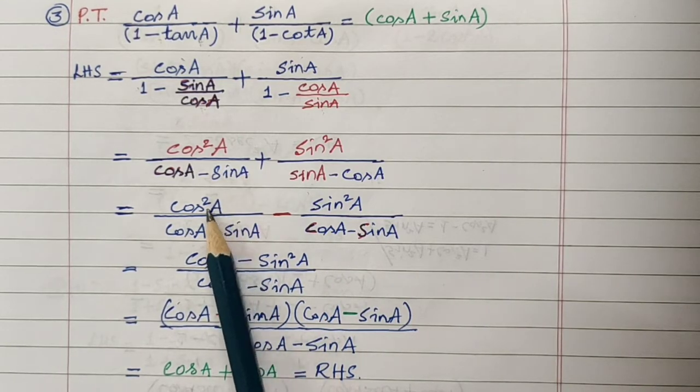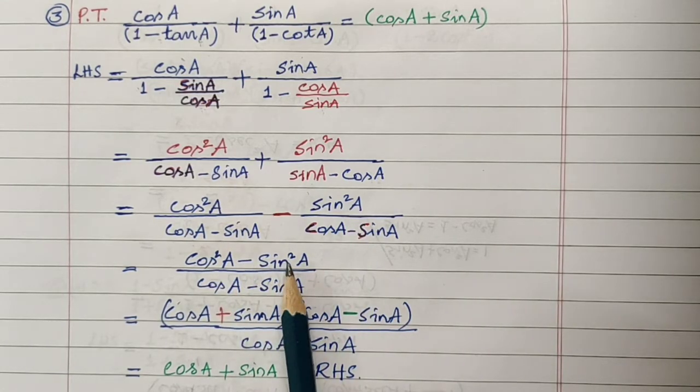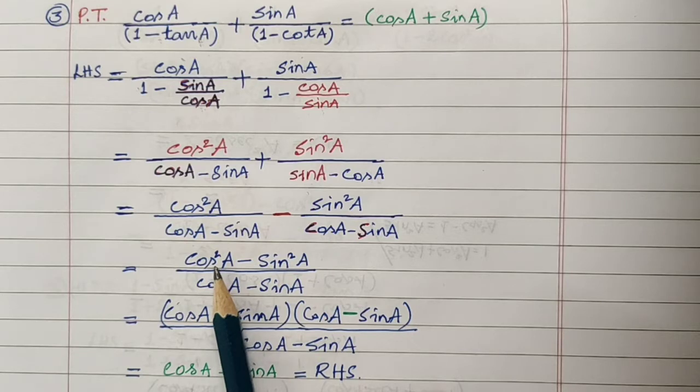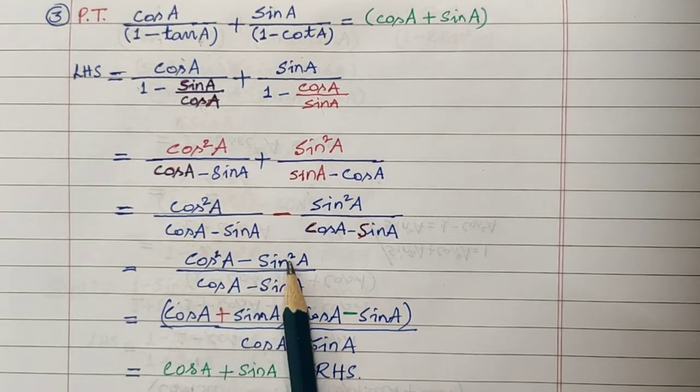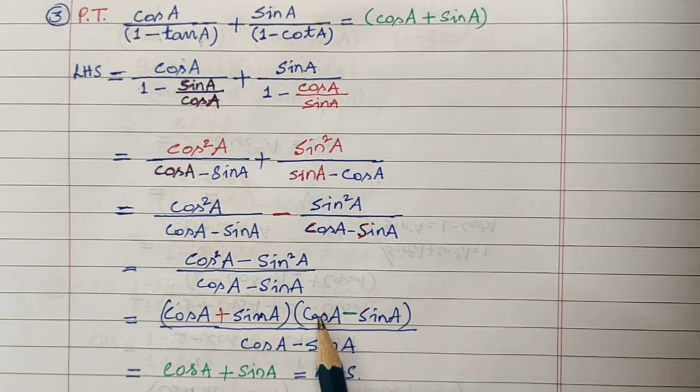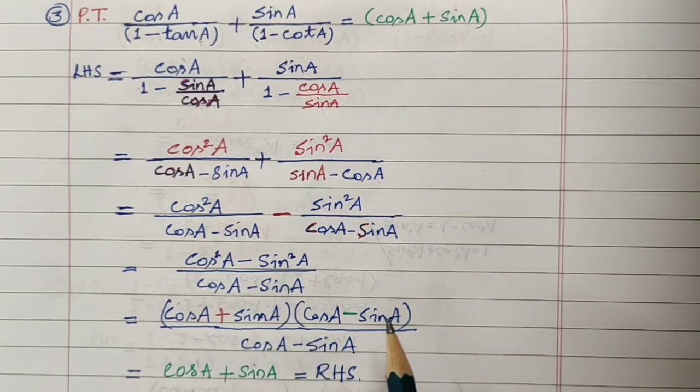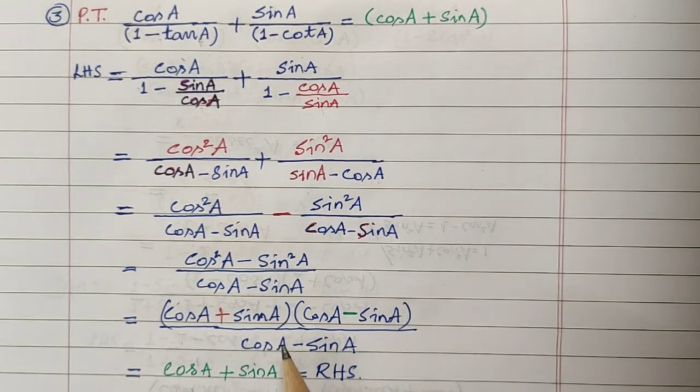So the numerator is cos square A minus sin square A, which is like A square minus B square. A square minus B square is A plus B into A minus B. Here cos A plus sin A into cos A minus sin A divided by cos A minus sin A. So we have cos A minus sin A in the numerator and in the denominator, and these two get cancelled. We are left with cos A plus sin A, which is equal to the RHS.